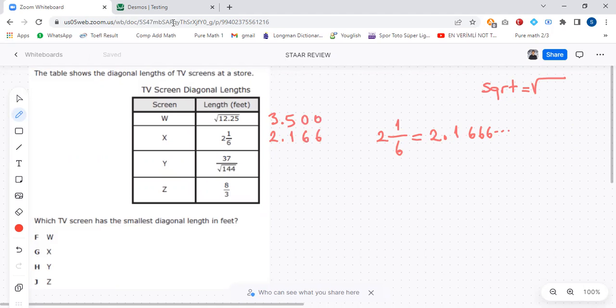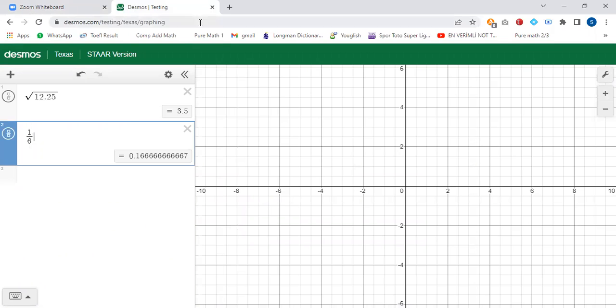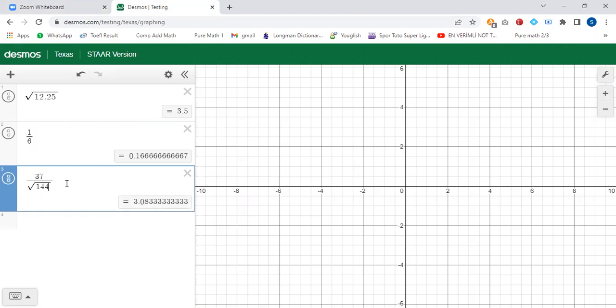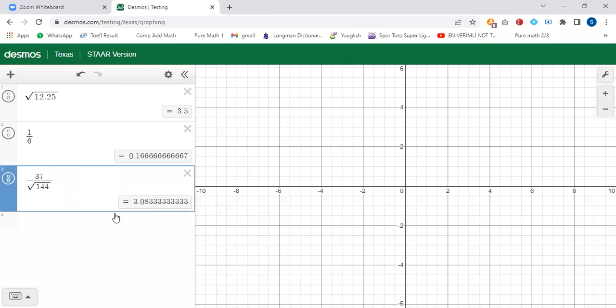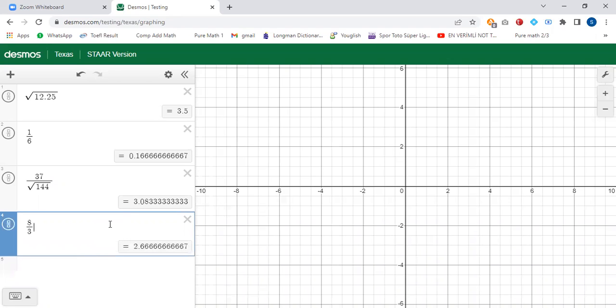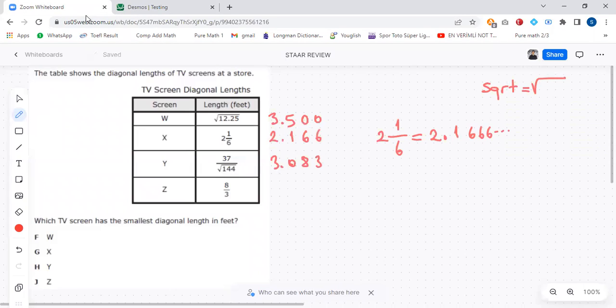All right, so 37 divided by square root of 144. That's 3.08, 3 keeps going on forever. And then let's divide 8 by 3. 8 divided by 3, that's 2.666, 6 keeps going on.